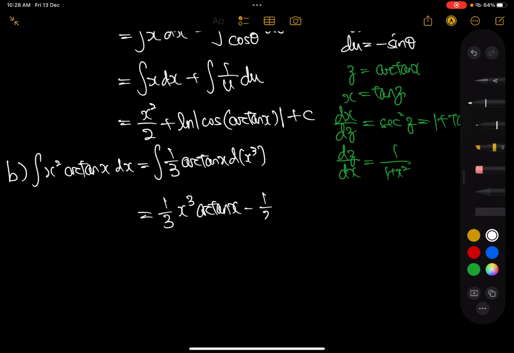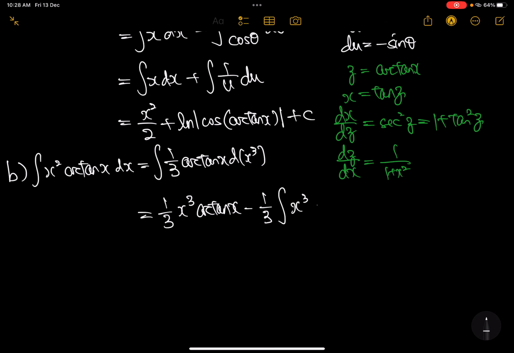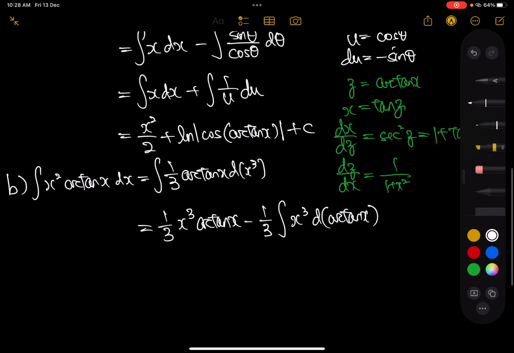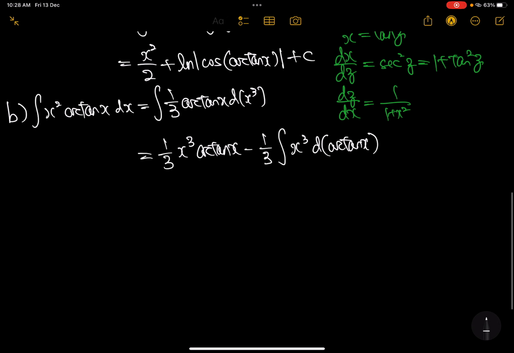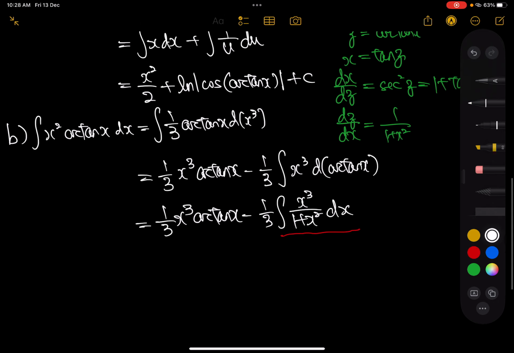x minus 1 over 3 x cubed d arctangent of x. And the derivative of arctangent of x is just 1 over 1 plus x squared. And I believe by now you know how to do this, because this part right here, oops, not including the constant, this part right here is just part A.